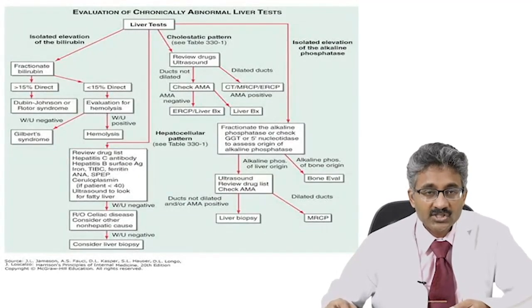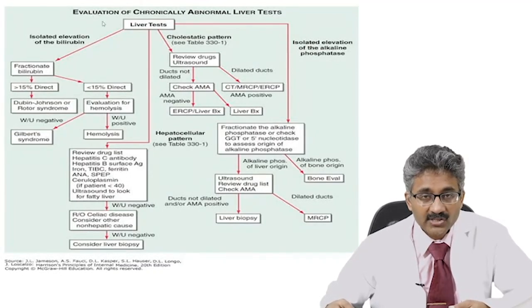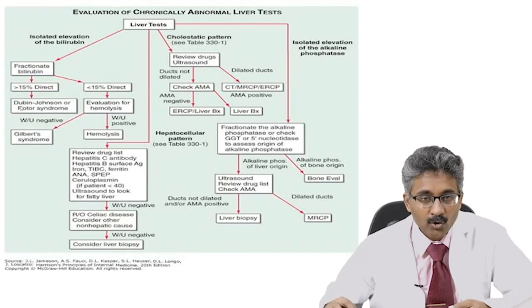And here also in this chart, students, evaluation of a chronically abnormal liver function test. If there is only bilirubin elevation, then fractionate it: direct or indirect. If it is direct, Dubin-Johnson syndrome, Rotor syndrome. If it is indirect, that is less than 15% direct, then evaluate for hemolysis. If the workup is negative, it is Gilbert syndrome. If the workup is positive, it is hemolysis. Okay? Let us worry about only this part of the graph. I will come back to these things later.